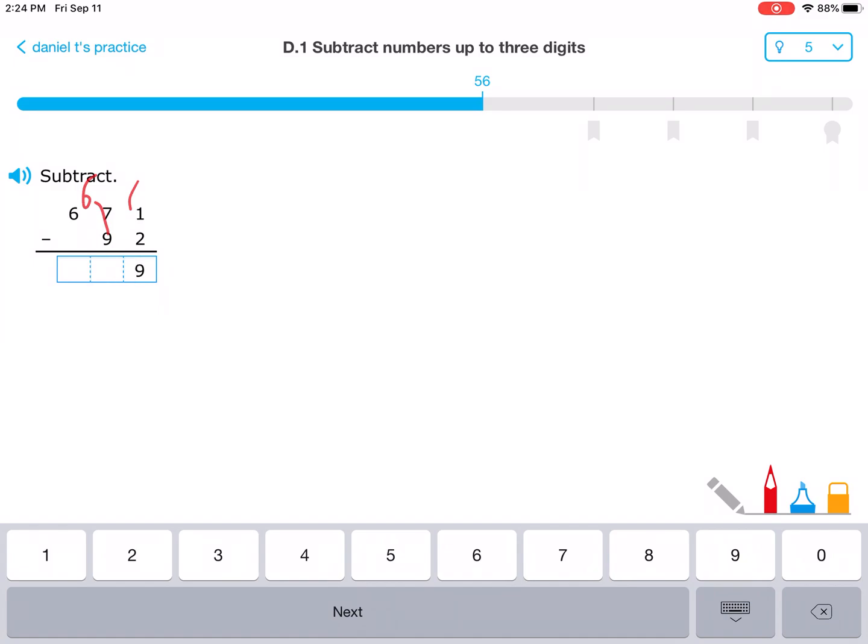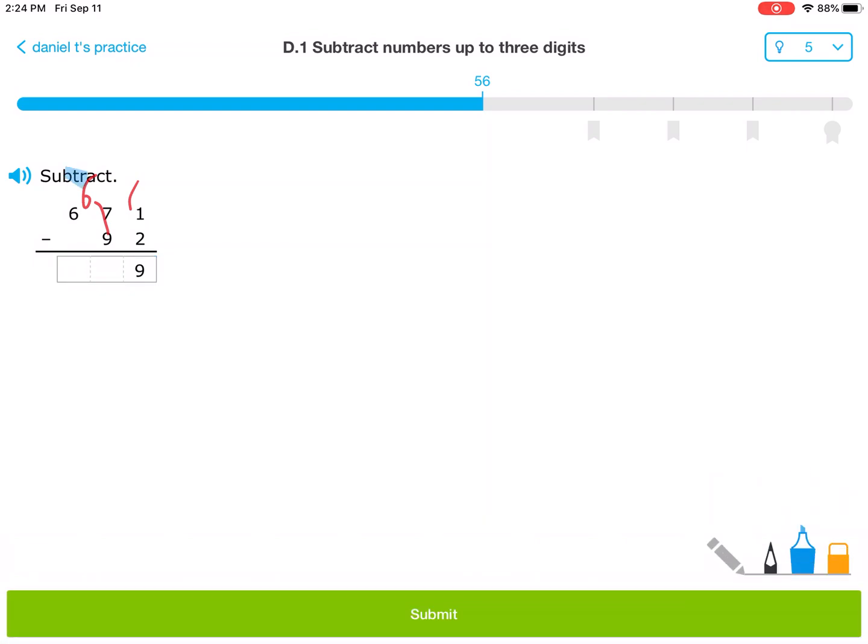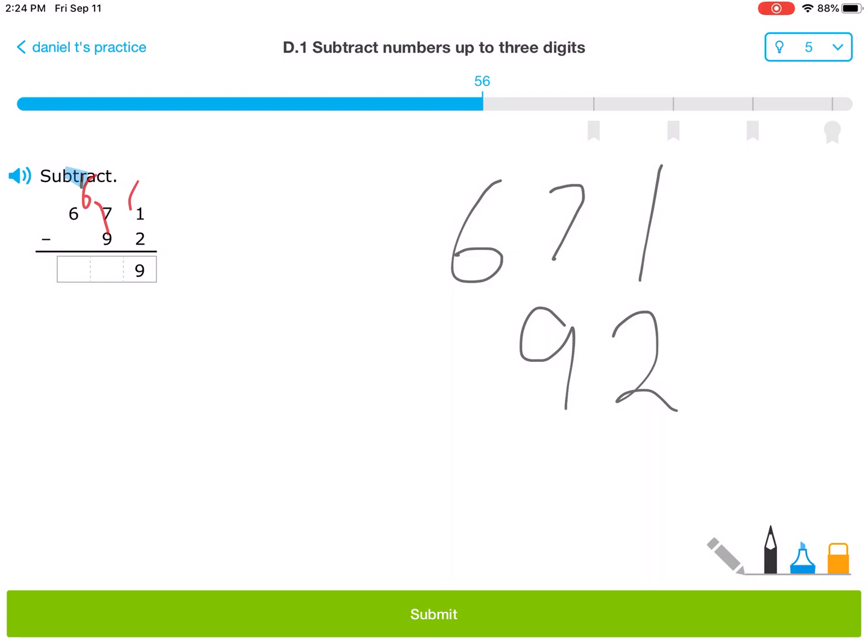6 minus 9 I can't do, so I have to borrow again. So this is going to be 16. And you know what? I'm just going to recopy this problem. 671 minus 92. It's very important to recopy the problem.